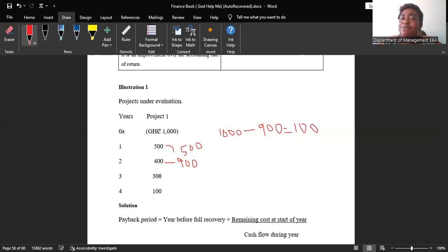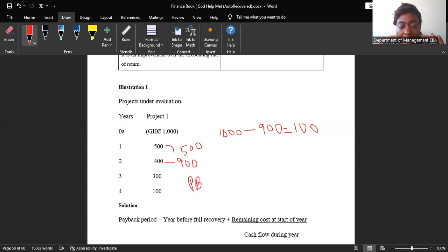But the third year, we have more than 100 Ghana cedis, meaning that in the third year we recover more than the 1,000 Ghana cedis we invested. But we are interested in the number of years it takes us to recover the amount we invested. So how do we get that? That's what they call the payback period.